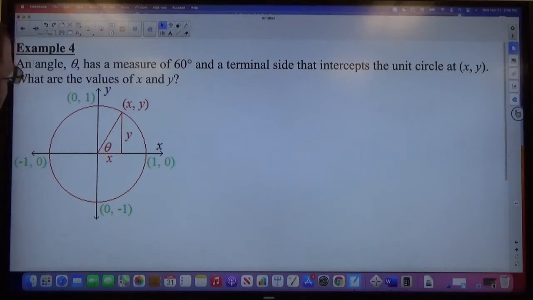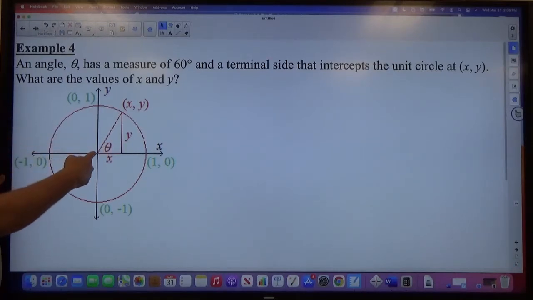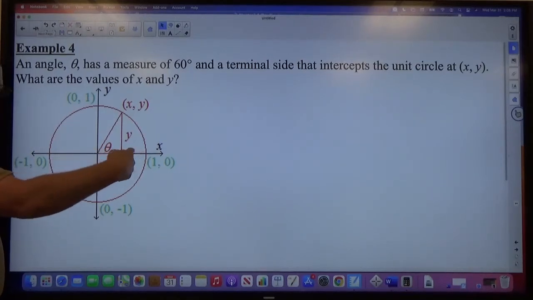All right, so example 4 in this book introduces us to the idea of what's called the unit circle. A unit circle is a circle of radius 1 centered at the origin. So if I'm at the origin and I go all the way to the right 1 unit, I'm going to be at the position 1, 0 ordered pair.